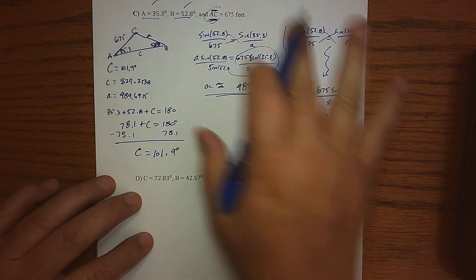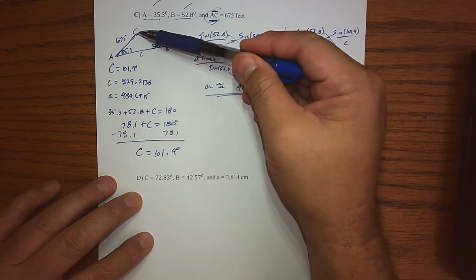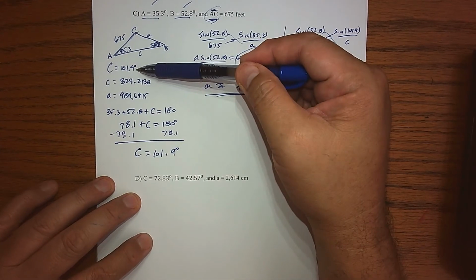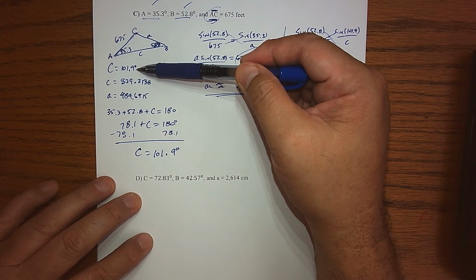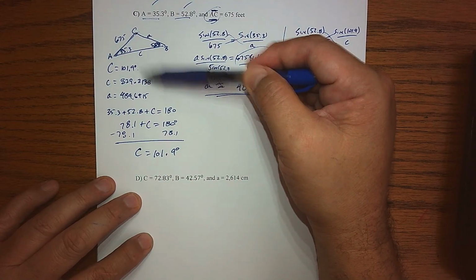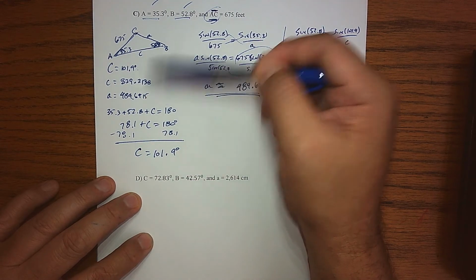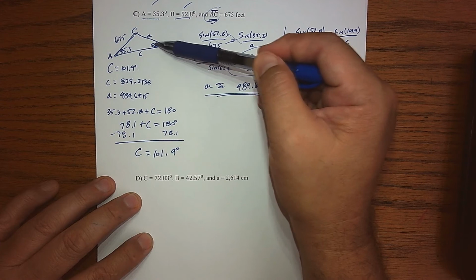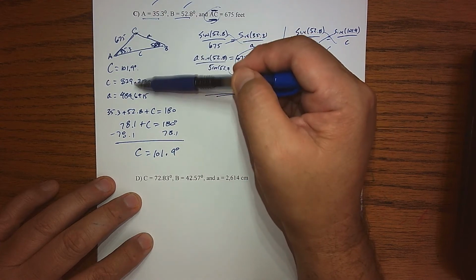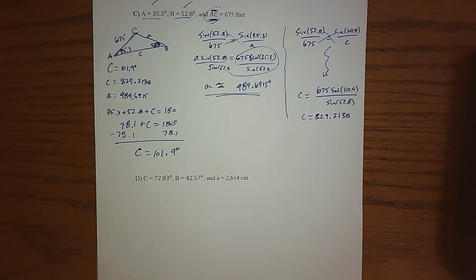So again, not just trusting my math, but also looking at this, right? The angle C is the largest angle. It's an obtuse angle, right? 101.9. And the side opposite is the largest side. A is the smallest angle, and that is the smallest side. 52.8 is the intermediate, and 675 sits between those two values. So that tells me I'm looking pretty good in terms of the geometry of what's supposed to happen with regard to all this.